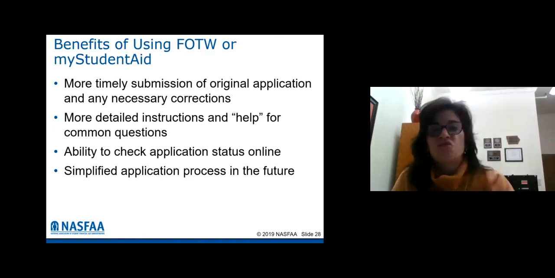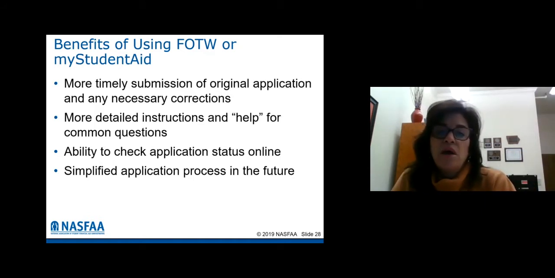More benefits, it's timely on the web. Your instructions are much more detailed, your help. You have the ability to check that status online to see, hey, where is this in the process? And it's also a very simplified application for future use.